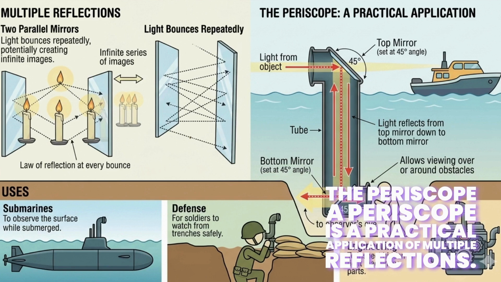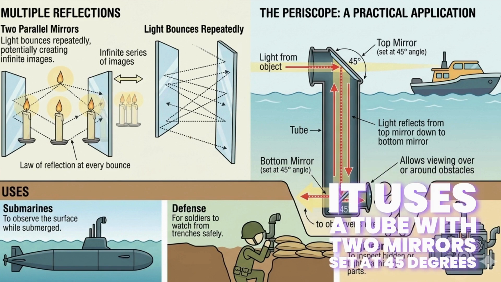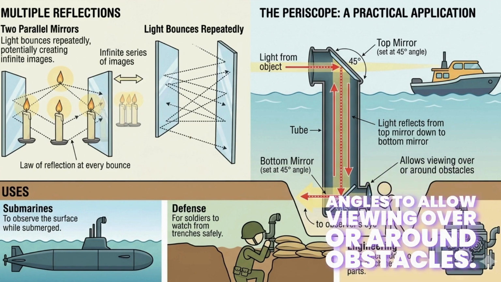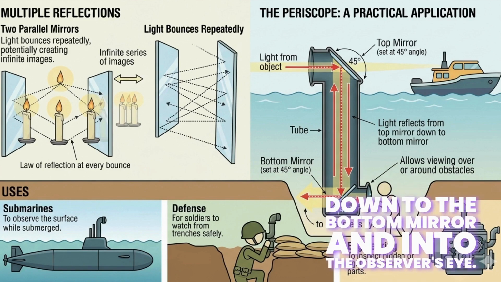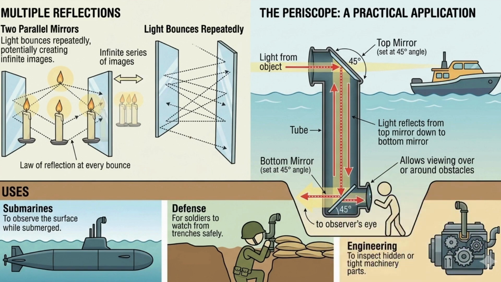The periscope. A periscope is a practical application of multiple reflections. It uses a tube with two mirrors set at 45 degree angles to allow viewing over or around obstacles. Light reflects from the top mirror down to the bottom mirror and into the observer's eye.